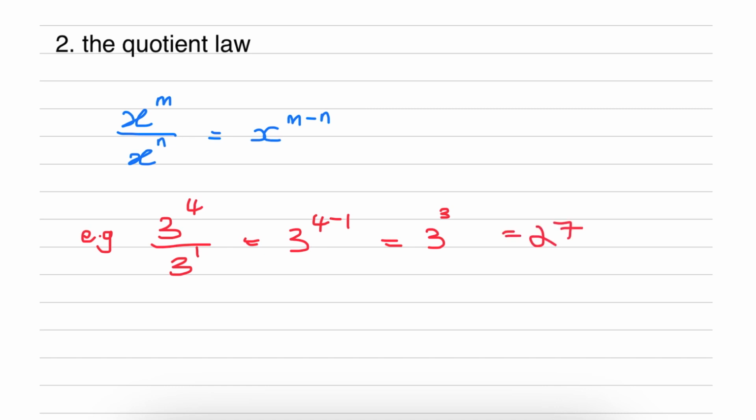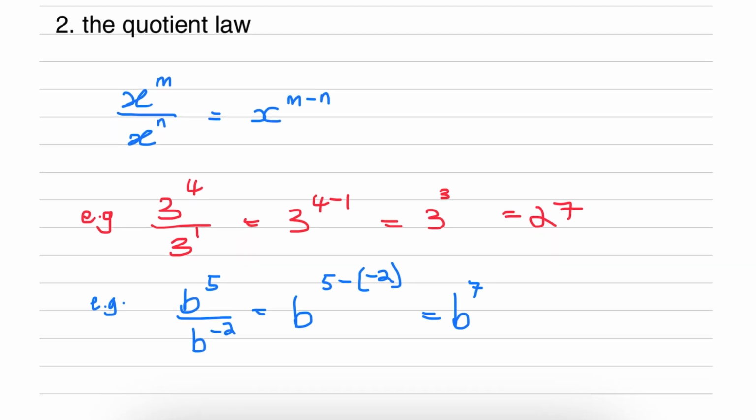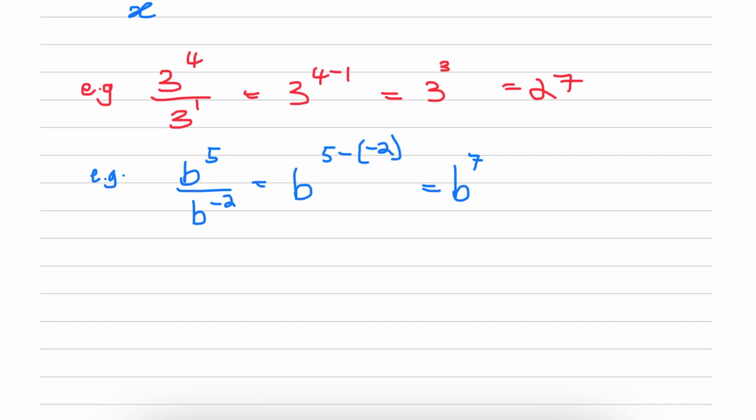I just want to show you what happens with the exponents. This one reads b to the power of 5 divided by b to the power of negative 2. So we're going to take the top exponent, which is b to the power of 5, and then we're going to subtract negative 2, which is the bottom exponent. So 5 minus negative 2 is equal to 7. And therefore your answer is b to the power of 7. And that's it.